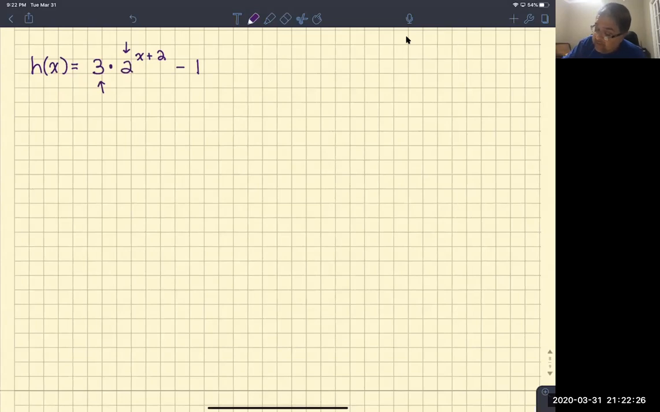So let's begin first by finding the y-intercept. And as I do each step, I recommend that you pause and try to do all of this by yourself and then come back and see how we do the solutions. So to find the y-intercept, remember we said x equal to 0. So we get 3 times 2 to the 0 plus 2, minus 1. So 3 times 2 squared, because 0 plus 2 is 2, minus 1.